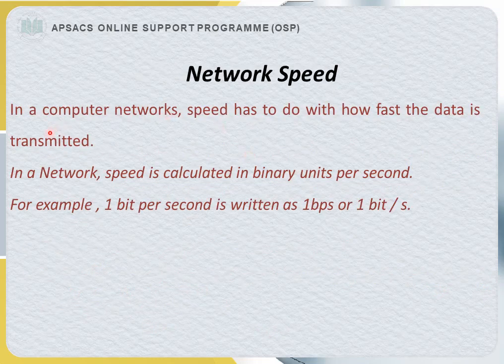Network speed. In a computer network, speed has to do with how fast the data is transmitted. In a network, speed is calculated in binary units per second. For example, 1 bit per second is written as 1 bps or 1 bit/s.